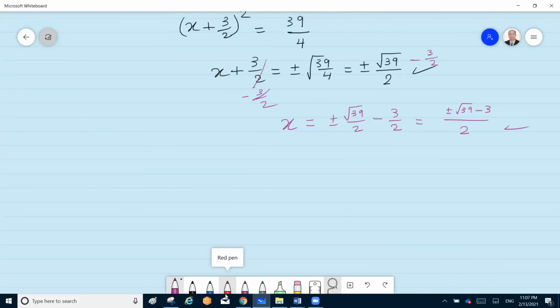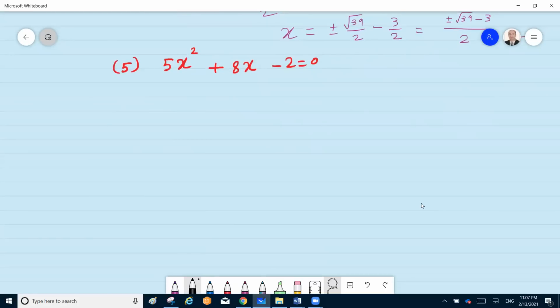Number 5, solve the equation also by completing the square. I try to take different questions to help you understand the idea, even if you have coefficients that are integers or rational numbers, no problem. 5x squared plus 8x minus 2 is equal to 0. As I said, try to get x squared before starting to complete the square. For this reason, I divide the whole equation by 5 on each side.